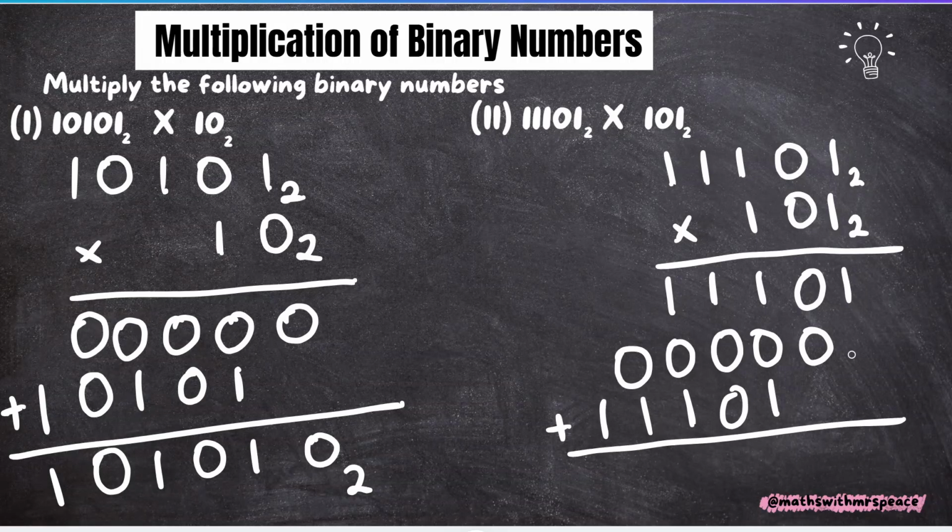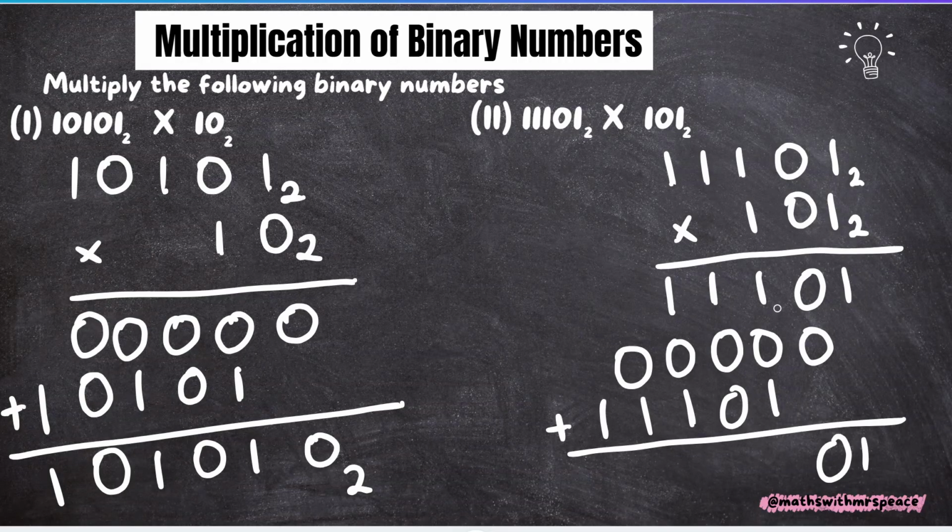We're going to bring down this 1 because there's no number here to multiply it. So this 1 comes down. 0 plus 0 will give us 0. 1 plus 1. You know that if you add 1 plus 1, you're going to get 2. But because we are dealing with binary, we know we can't have 2 in binary.